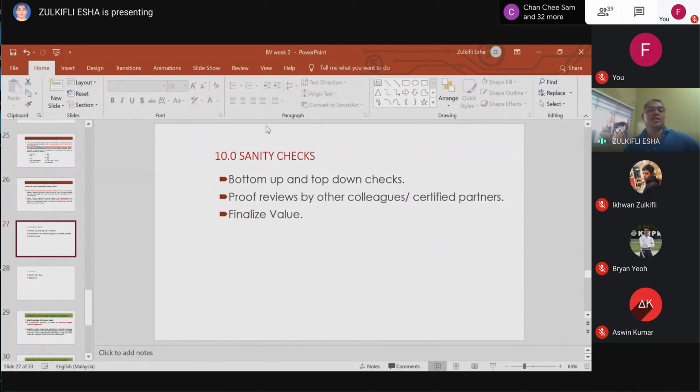So process number 10 is sanity checks. You need to double check, with bottom-up and top-down checks, before you finalize your values. You need to look at proof reviews by other colleagues or a certified partner. Once you have done the valuation, you need to have a discussion or show it to your more senior partners to verify whether the value you come out with is reasonable and acceptable. After you have discussed with your colleagues, certified partners or seniors, and they agree with your value, then you can finalize the value and complete the report to be submitted to the client.